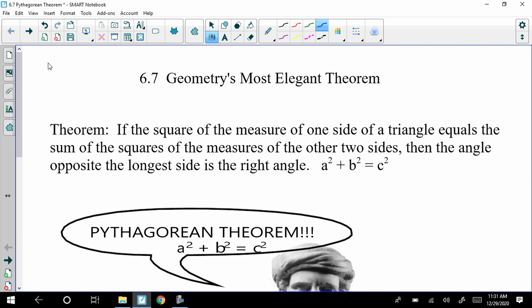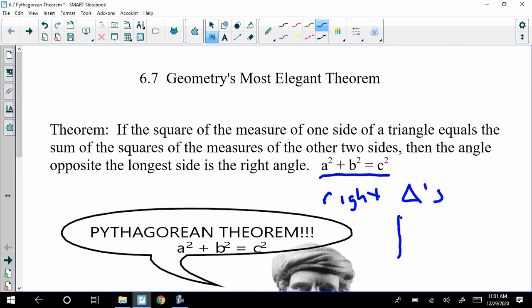Okay, the theorem is that if I have a right triangle, this is for right triangles only, the sum of the squares of the measures of the other two sides, then the angle opposite the longest side is a right angle. We have a squared plus b squared equals c squared.